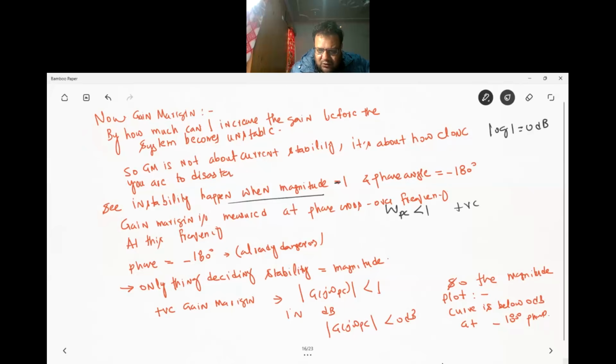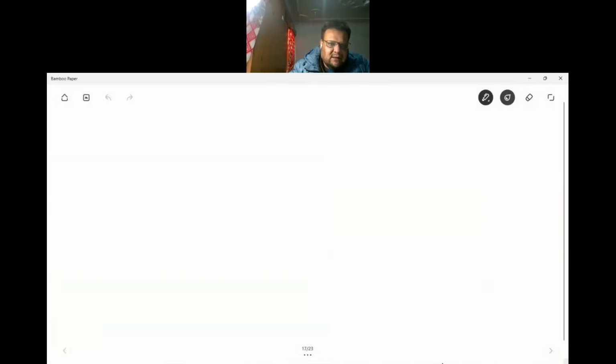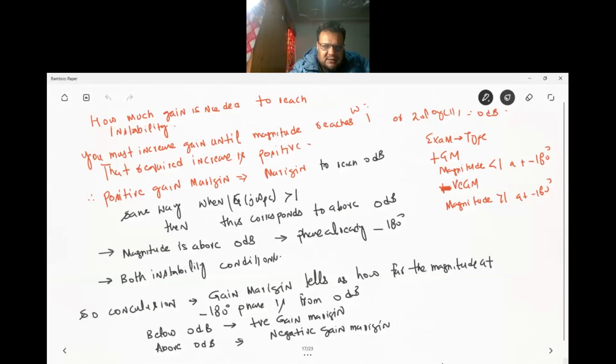If it is equal to 1, the magnitude plot, if you notice over here, let's go to the next section. That means how much gain we need to reach before we reach the limit of stability. So we need to increase the gain until the magnitude reaches the value of 1, beyond which it will become unstable. So that required gain is positive. Positive gain margin is the margin to reach 0 dB. Same way, the negative case corresponds to being below 0 dB, if you are reaching from below. I'll explain here.